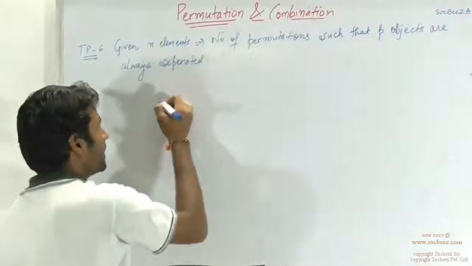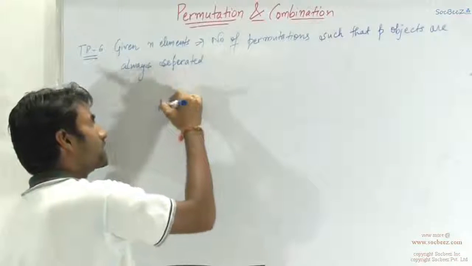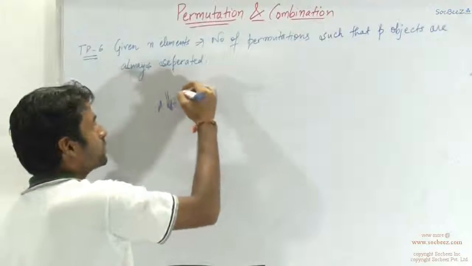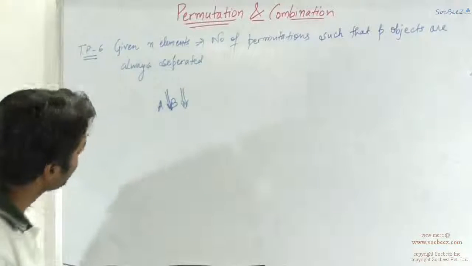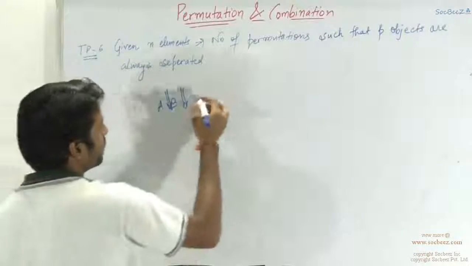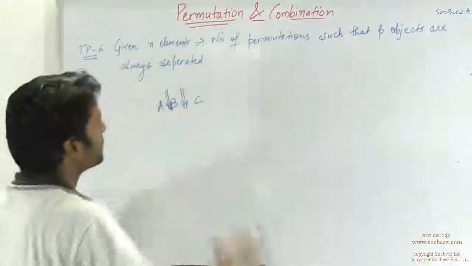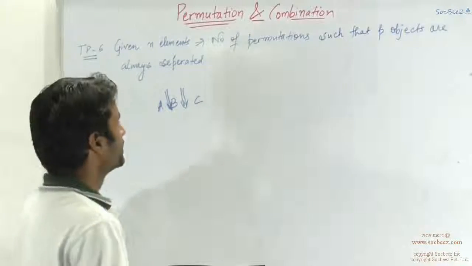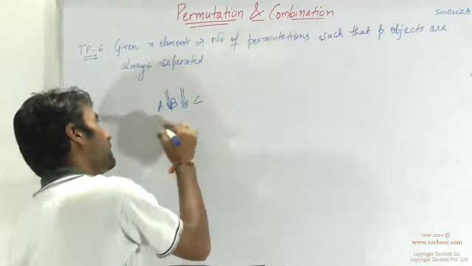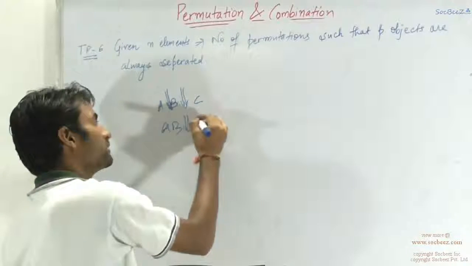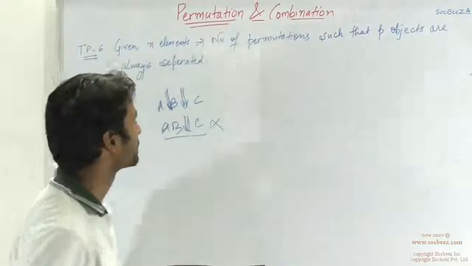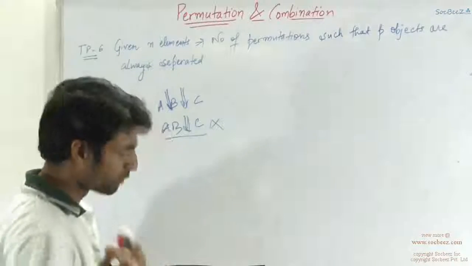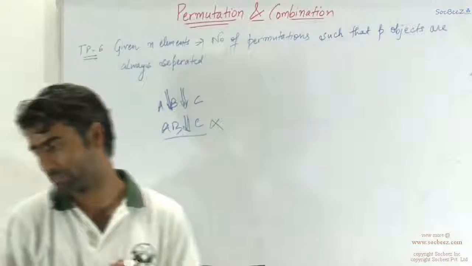If I say A and B want to be separated, there would certainly be a person in between them. If I say A, B, C want to be separated, there would certainly be a person between A and B and between B and C. There can't be a scenario where A and B are together and there is someone between B and C. This is also not acceptable. So there would be a certain person in between them.